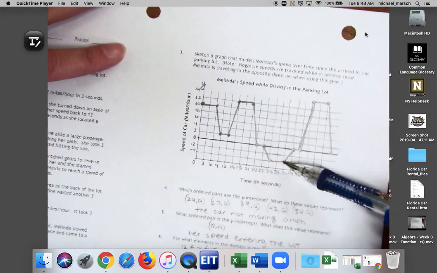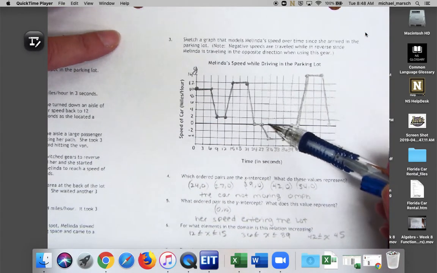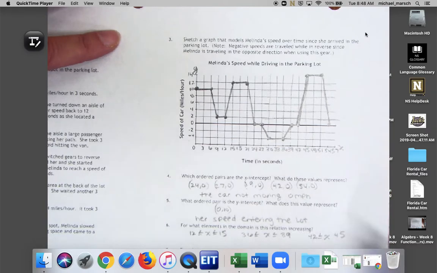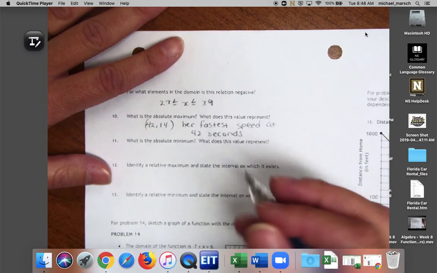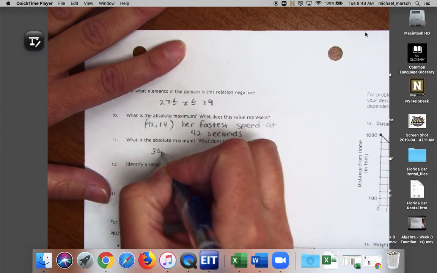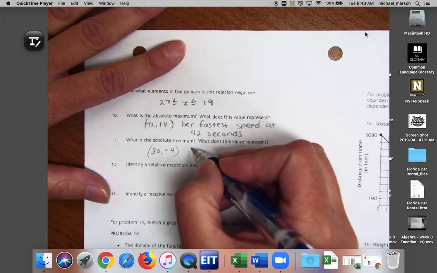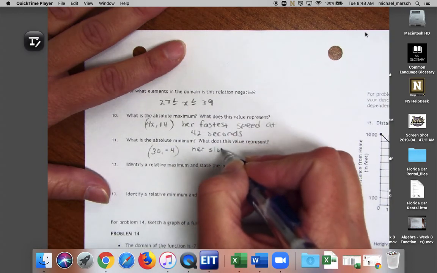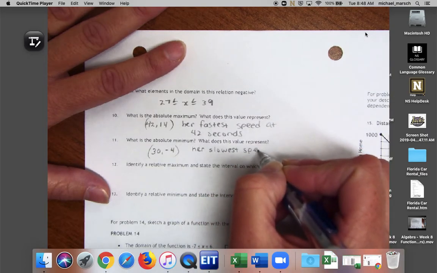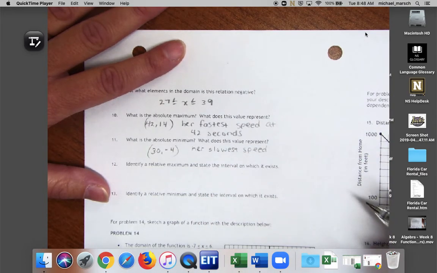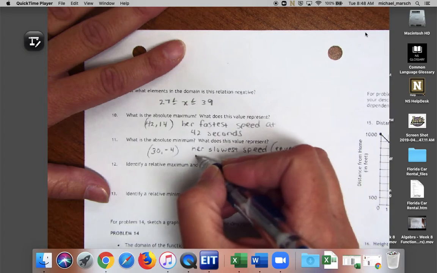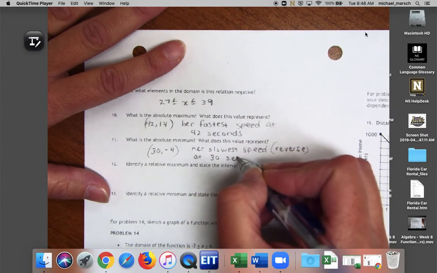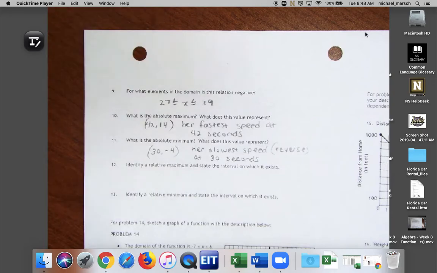Okay. What's the absolute minimum? What does this represent? So this is where it gets a little wonky. The absolute minimum is going to be, let's say, over 30, down 4. And if you had chosen the other ordered pair, that's fine too. I'm not going to count that wrong. And this is her slowest speed, because again, we're counting reverse as being a negative speed. Okay, at 30 seconds. Right, that's when she was trying to avoid that van.